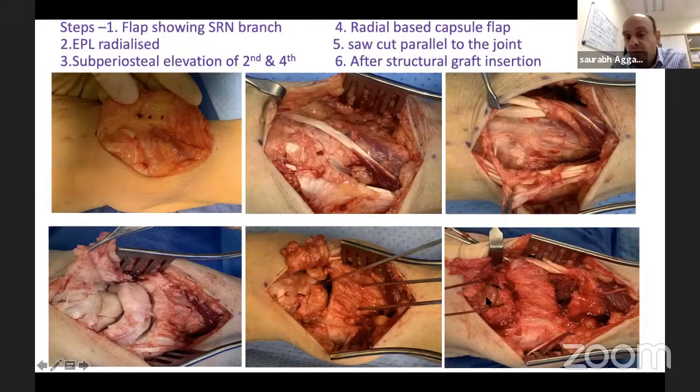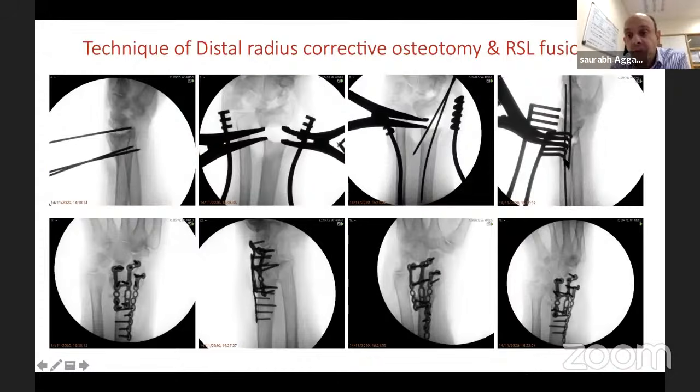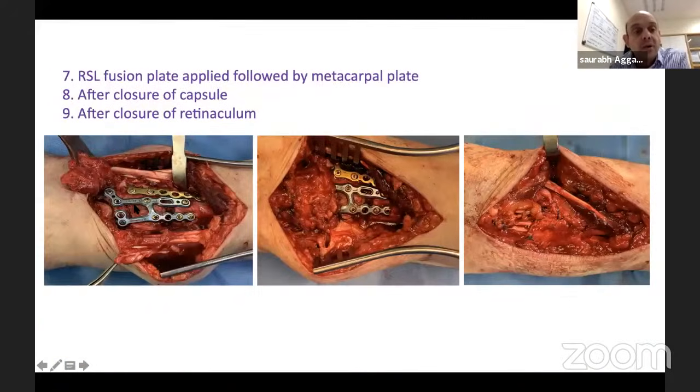You can see now I put two wires, one in lunate, one in scaphoid, so that I can get the orientation right, use them as joysticks. So this is the stage here, basically. And then once you're happy, you put your plate on. This blue colored one is my radioscapholunate fusion plate. Importance here is try and get 2 screws in lunate, 2 in scaphoid. That's my graft. You can see I only got 2 screws here, not enough.